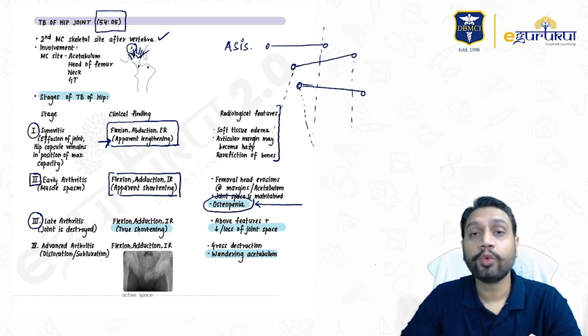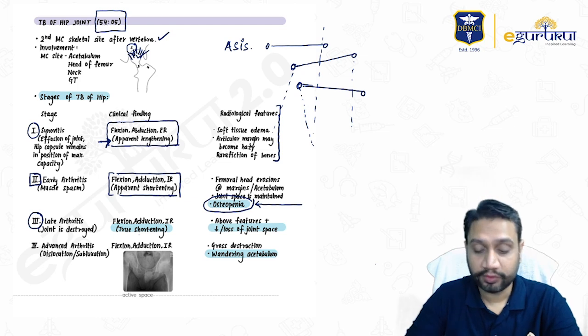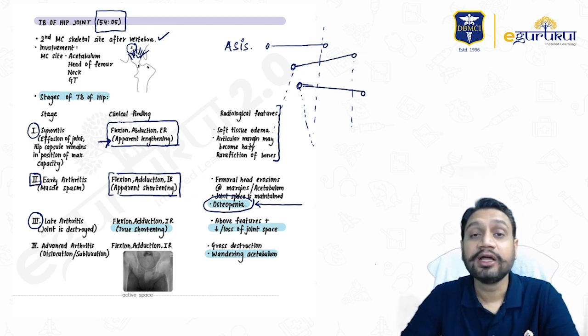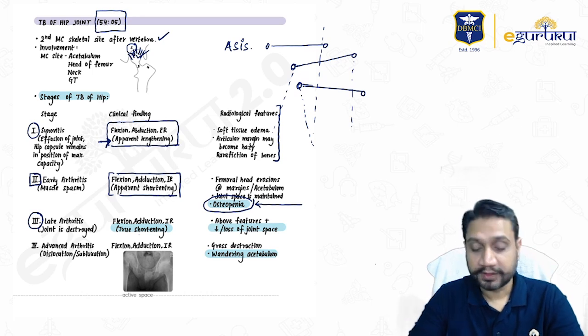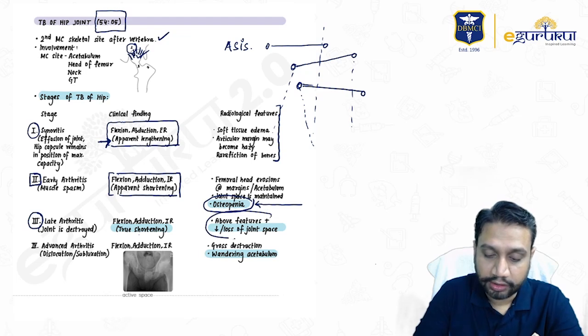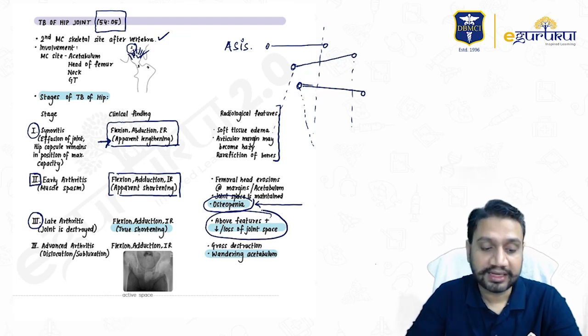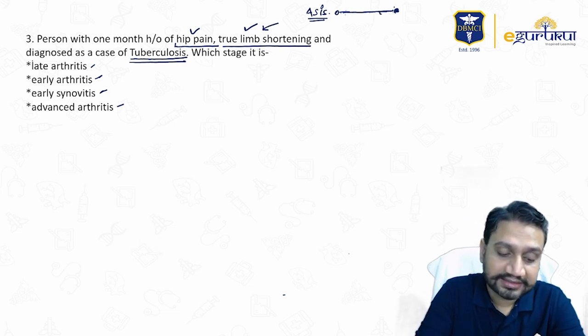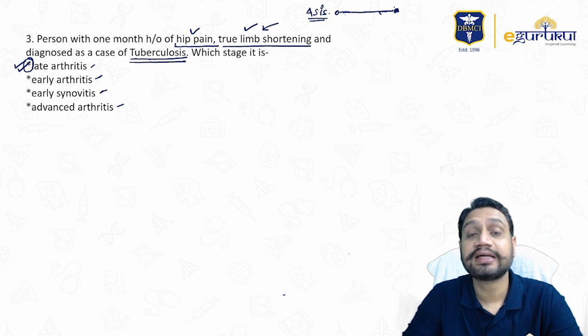So now when you try to measure the length of the limb, what will happen? If the joint space of one side is finished and the other side is maintained, obviously, it is a true shortening. So this is the stage where we see the loss of the joint space. So our answer to this particular question was, when there is a true limb shortening, it means it is a stage of late arthritis where joint space destruction has occurred.